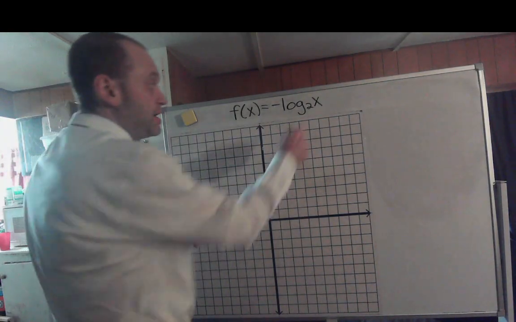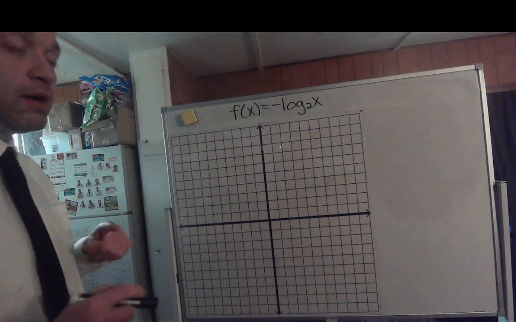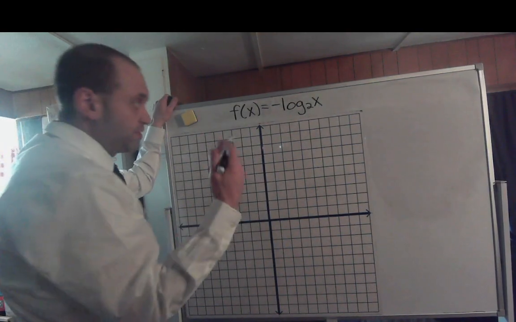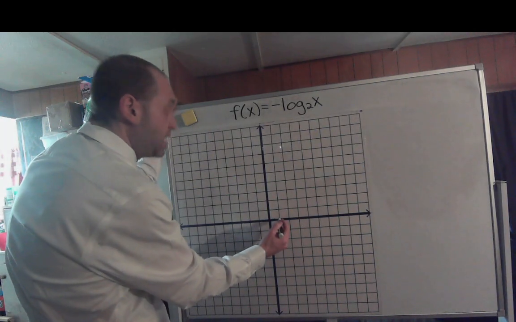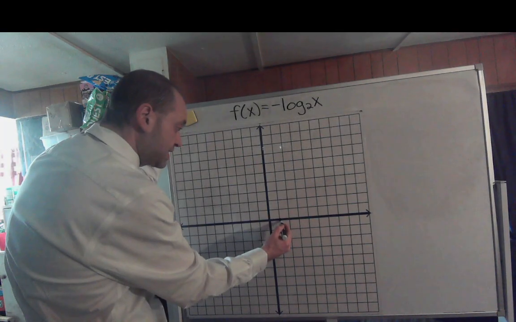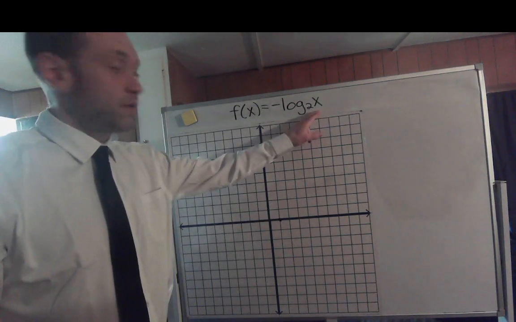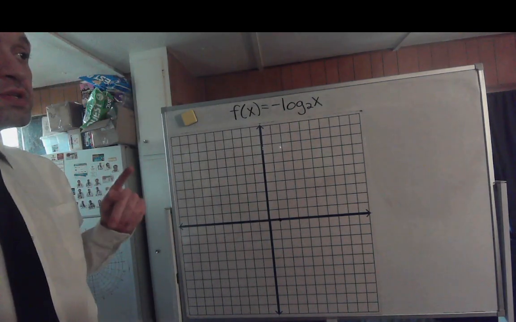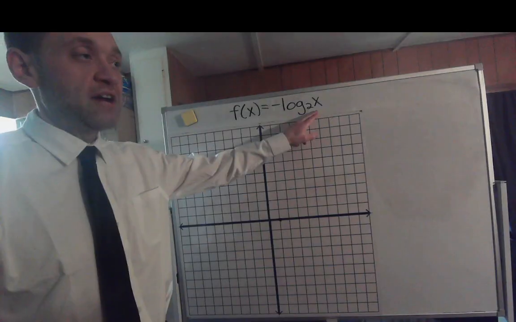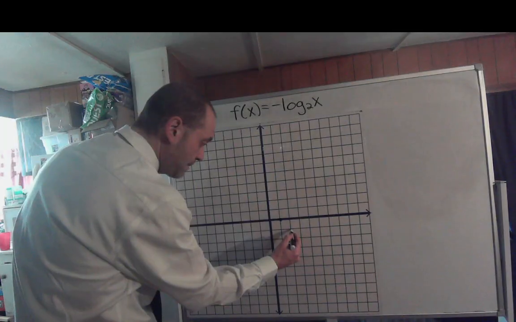If I make x 1, well, 2 to the 0 power equals 1. So that would be the negative of 0. You're still going to get a y value of 0. But here's where it gets interesting. What if I pick 2 for x? That would normally give me a y value of 1. If you negate that, you get a y value of negative 1.